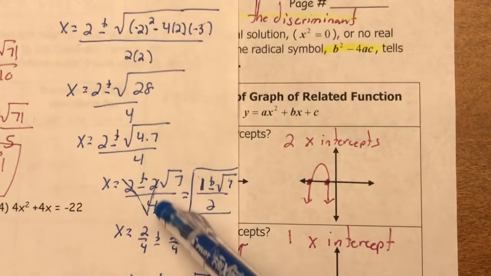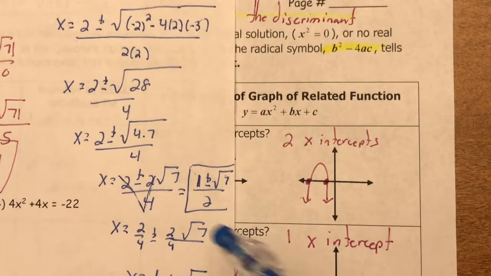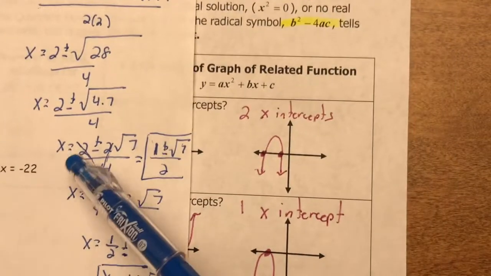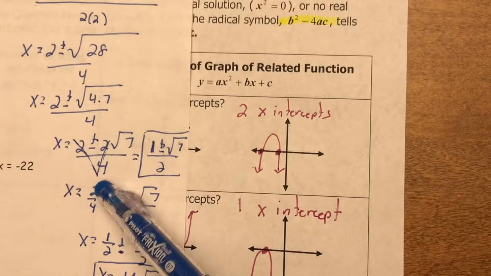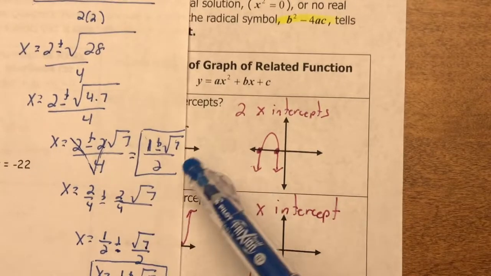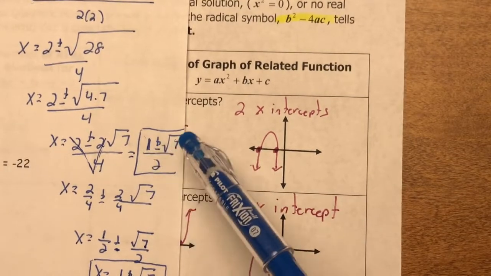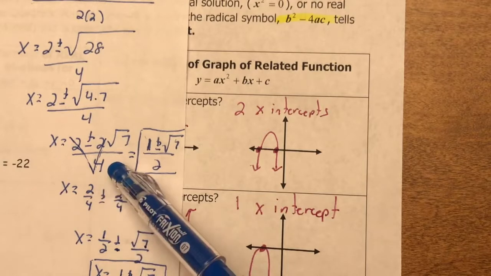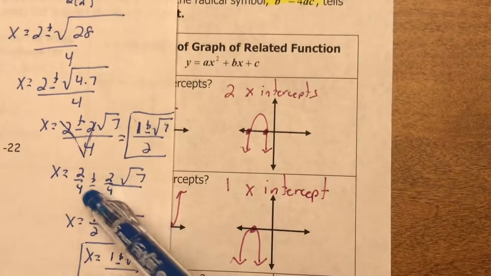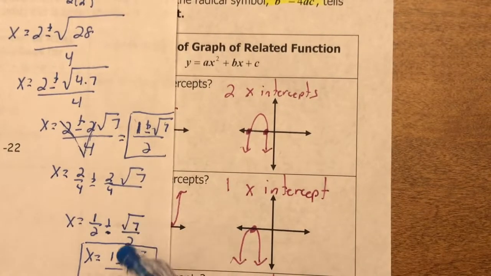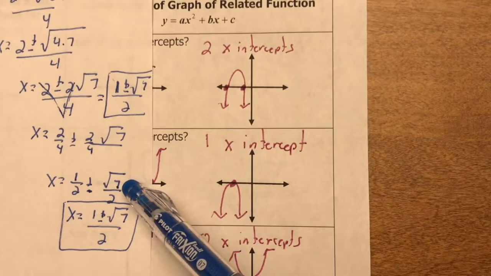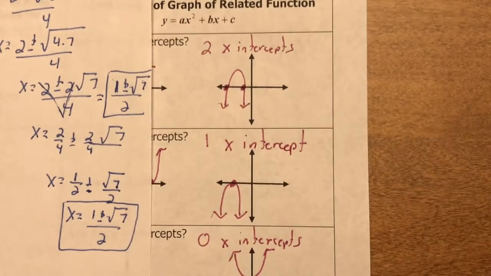Now again, we need to divide the 4 into each term. So if you go ahead and do that here, this is going to reduce down to 1 over 2 as well as 1 over 2 here, and you can be done and say it's 1 plus or minus root 7 over 2. If you struggle with that, you can break it apart into the two fractions, putting each one over the common denominator of 4, reducing it, and then putting it back together.